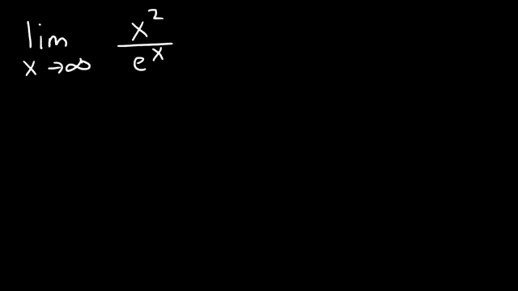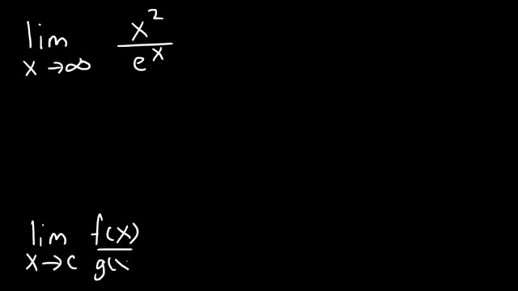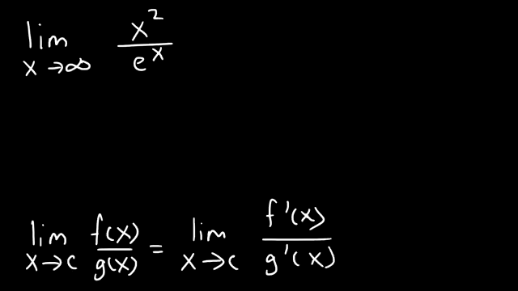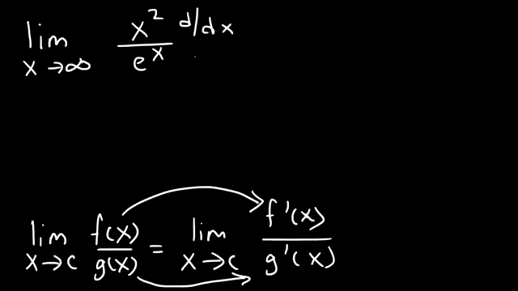And the basic idea of L'Hopital's rule is this. The limit as x approaches some number c of f of x over g of x is equal to the limit as x approaches c of f prime of x divided by g prime of x. So basically what we can do is turn f into f prime and g into g prime. We could do so by taking the derivative of the top and the bottom separately. And then maybe we can simplify it into a form that we can get the answer.